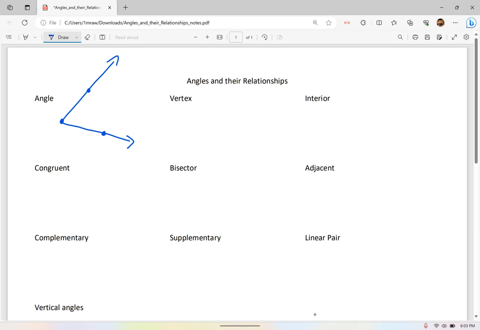Now, usually, an angle looks something like this, where you have three letters. And the middle letter is called the vertex, which is exactly what we'll talk about. Okay, so the vertex is the middle letter. Okay, in this case, it would be B.